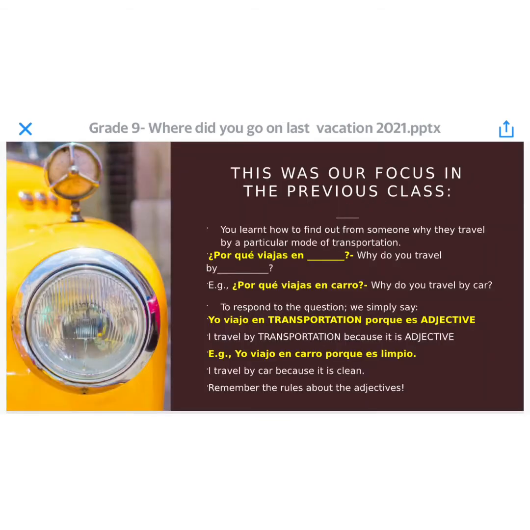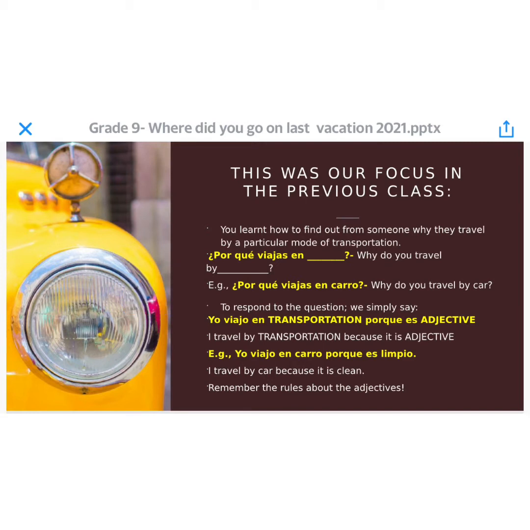This was our focus in the previous class, so you learned how to find out from someone why it is that they travel by a particular mode of transportation. That question is, ¿por qué viajas en? Followed by the mode of transportation. Por ejemplo, ¿por qué viajas en carro? Why do you travel by car?